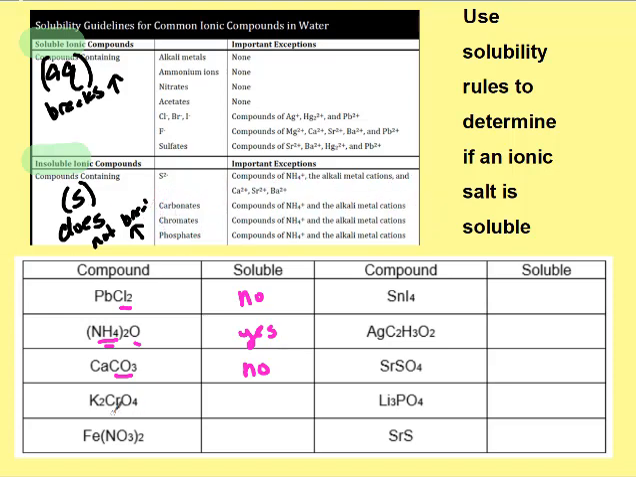The next one, CrO4, is chromate. And chromates are also insoluble unless they're with ammonium or an alkali metal. But potassium is in group 1A, so that one will be soluble. We also could have looked at the top and said, oh, it starts with an alkali metal, it's going to be soluble.